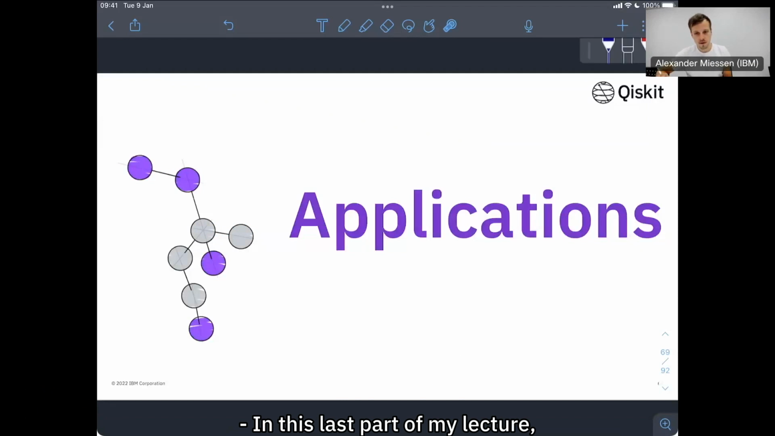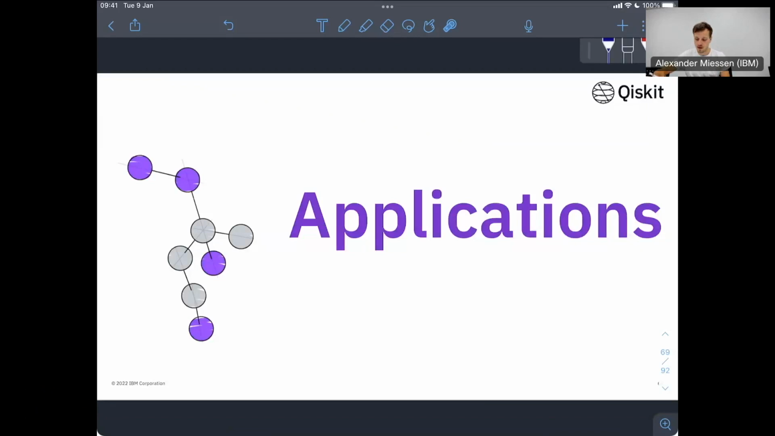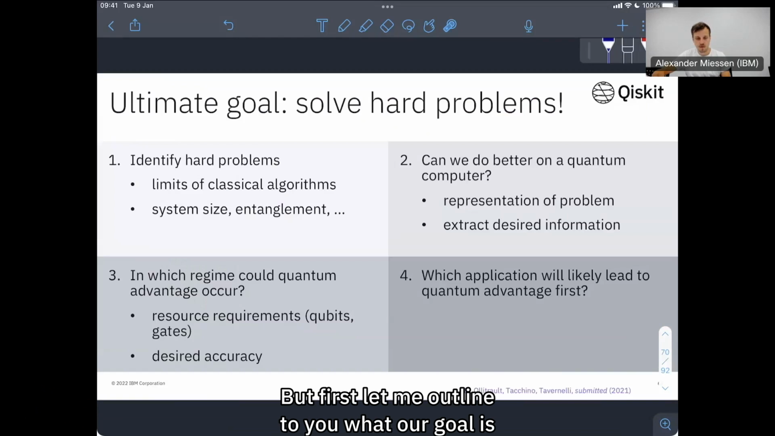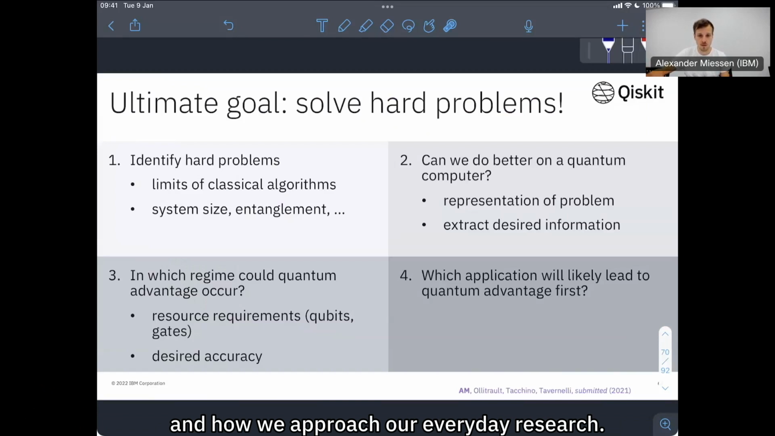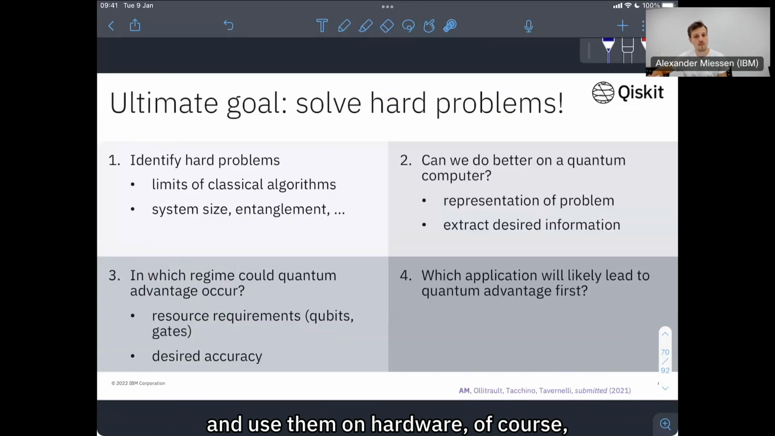All right, in this last part of my lecture, I want to talk about applications of quantum dynamics. But first, let me outline what our goal is and how we approach our everyday research. So the goal is to develop quantum algorithms and use them on hardware, of course, in order to outperform classical computers and classical algorithms, of course.